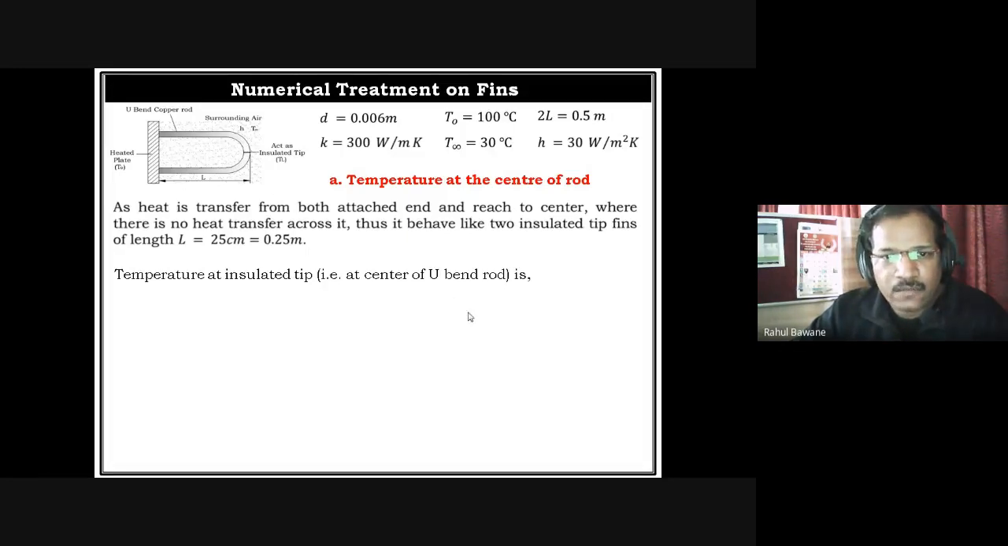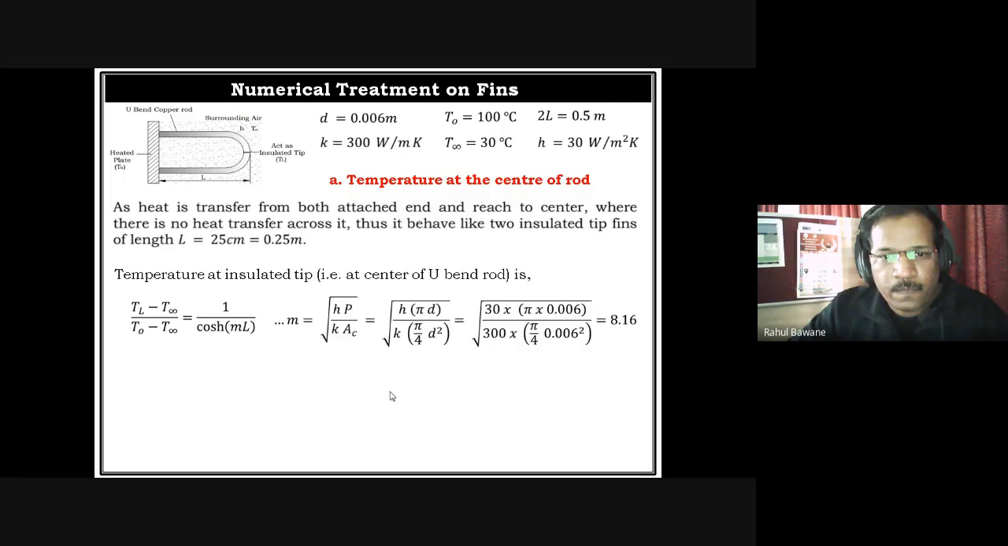Correct. So we will use the temperature form: T_L minus T infinity upon T_0 minus T infinity, which is just like theta L upon theta 0. Why theta L? Because we are interested in finding the temperature of the tip. So theta L upon theta 0 is T_L minus T infinity upon T_0 minus T infinity. And we know that for an insulated tip fin, it is nothing but 1 upon cosh mL.